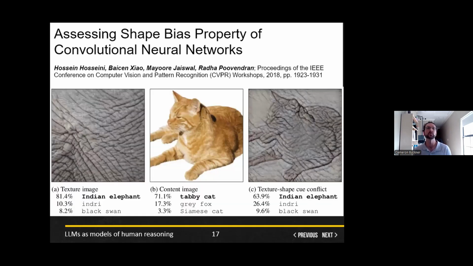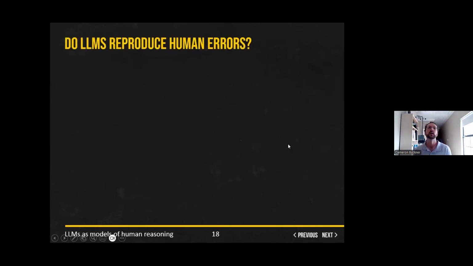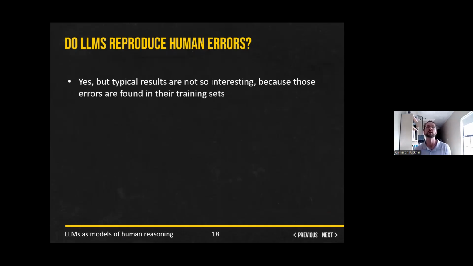For example, when you see this picture, do you think that's a cat or an elephant? Most people will say cat, and most deep convolutional neural networks will say elephant because it's an elephant texture. We could do versions of that on reasoning tasks here, right? To see, do they have the same patterns of error that we do that would indicate the same kind of intermediate biases or representations, or do they have different ones?